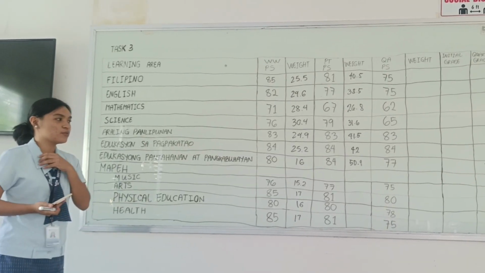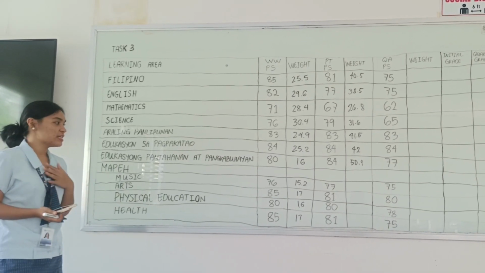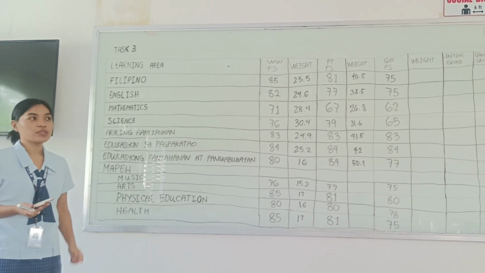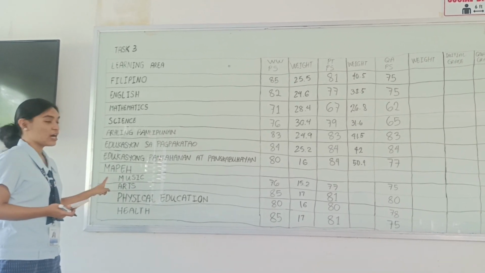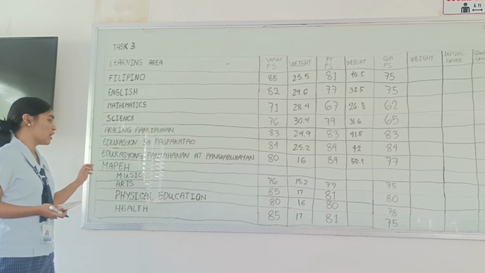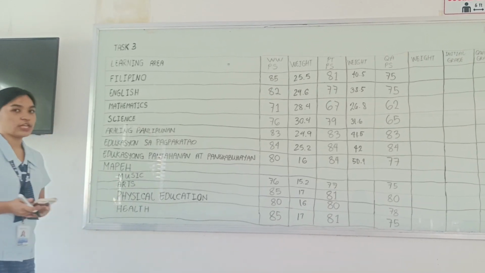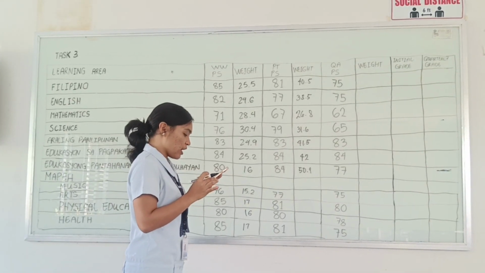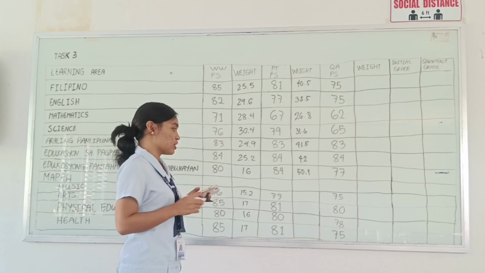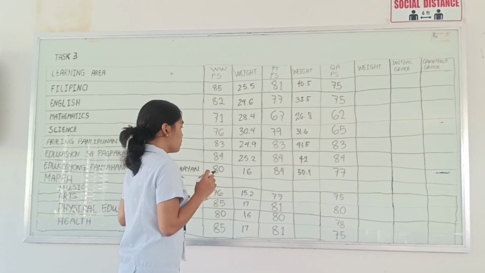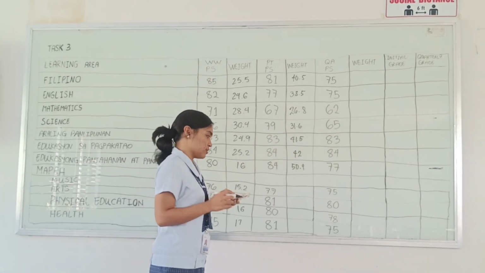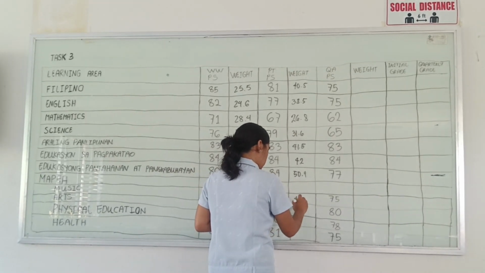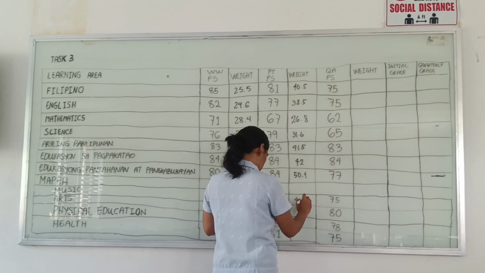So we will now move on to MAPEH. In this part of computing the grades, we will break down the components of the subject MAPEH. So we have music, arts, physical education, and health. In music, we will have a 77 partial score, and we will multiply it by 60%. So 77 times 0.60 is equal to 46.2.